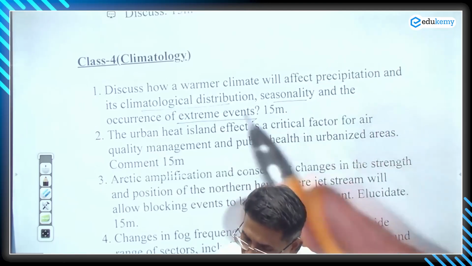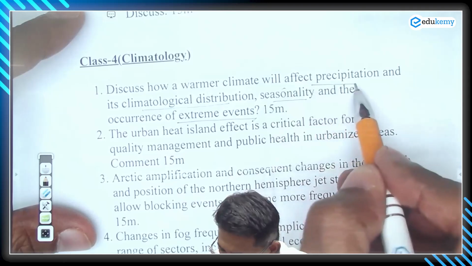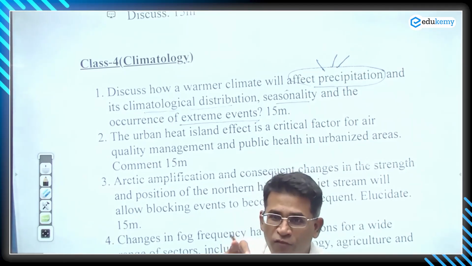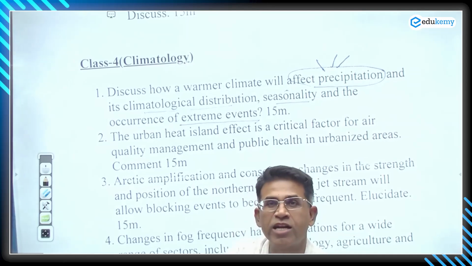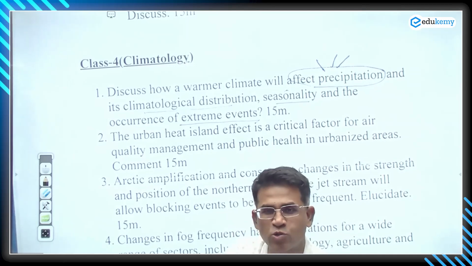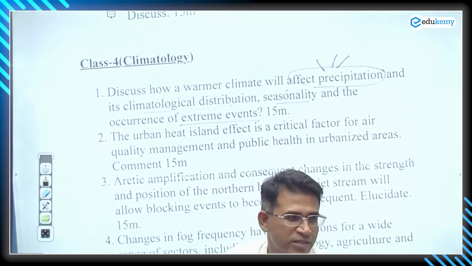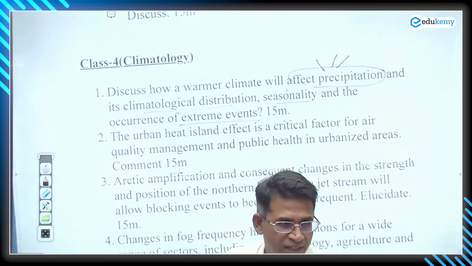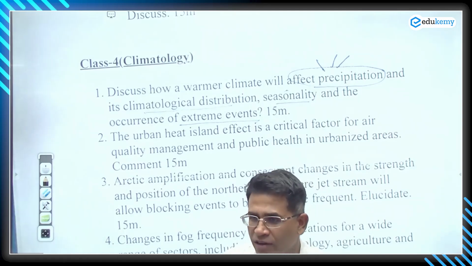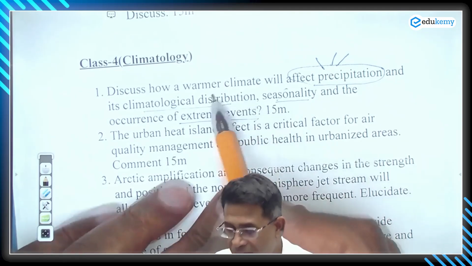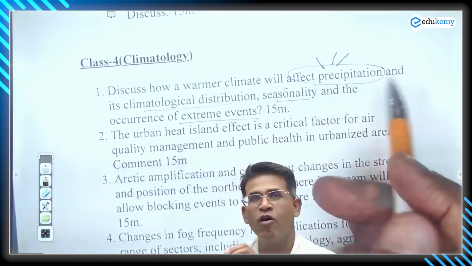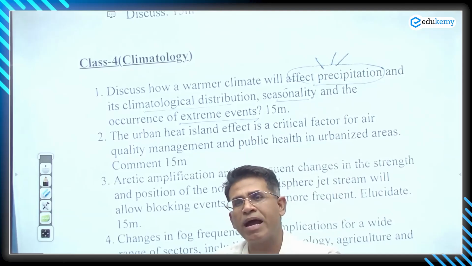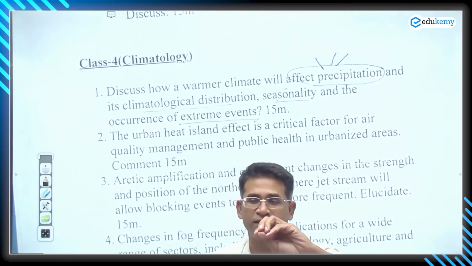When I say it affects precipitation, what should come here? What will change are the forms of precipitation. In some places sleet, in some places glaze, in some places snowfall. The forms will change. Okay, what else? The intensity will change. Okay, heavy rainfall, less rainfall. So how does a warm climate impact precipitation? A warm climate will impact the forms of precipitation. Okay, a warm climate will impact the intensity of precipitation.